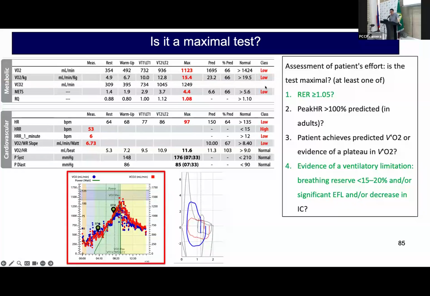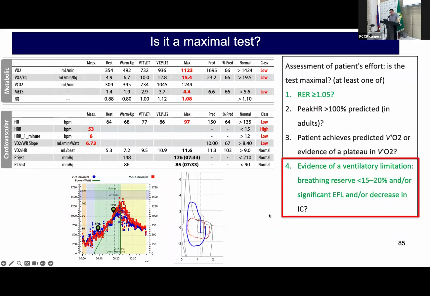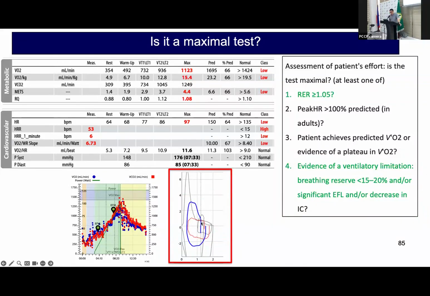Are there signs of ventilatory limitation, breathing reserve of less than 15 and or significant exercise flow volume loop, air trapping or dynamic hyperinflation? Okay, so you can see here that the flow volume loop, what's this? Is that dynamic or airflow limitation? Okay, this blue one is not on the right side. That's dynamic hyperinflation, and it touches the flow volume loop. That's a combined dynamic hyperinflation and a flow limited breathing pattern. So the test is maximal. You can rely on it.